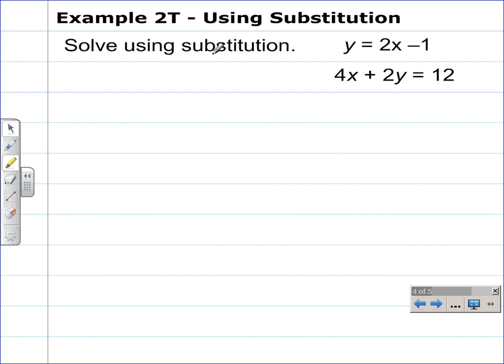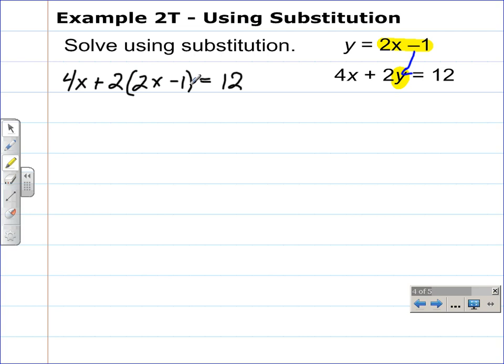If we look at example 2 using substitution, this is where we have one of the equations solved for a variable and it happens to be solved for y. What we're going to do now is substitute this 2x minus 1 in for this y right here, so that when we do that, the equation that we end up with, we're going to rewrite the second equation, 4x plus 2. Now we're taking out the y and we're going to substitute in the 2x minus 1. I'd like you to notice that I put the 2x minus 1 in parentheses. I believe I said 2x minus 2 before, but it's 2x minus 1.